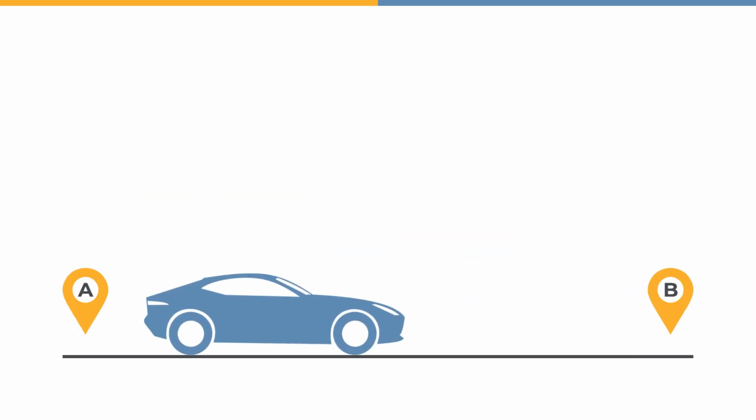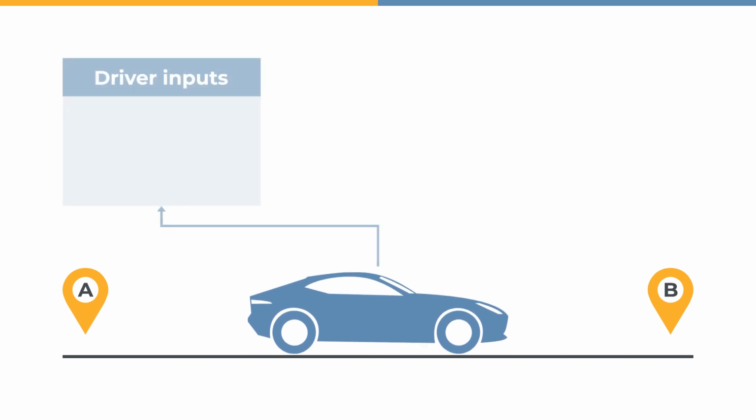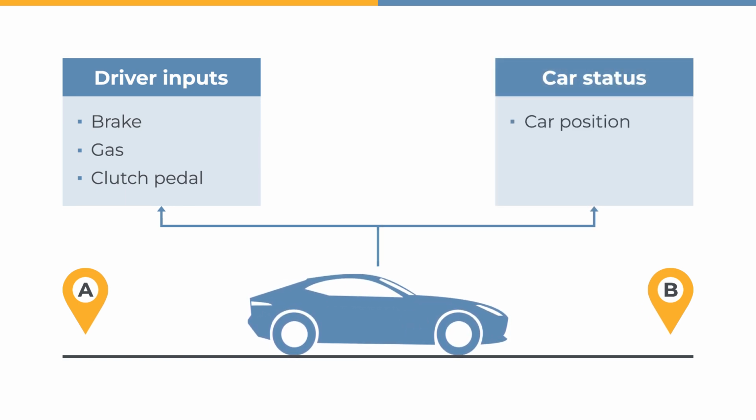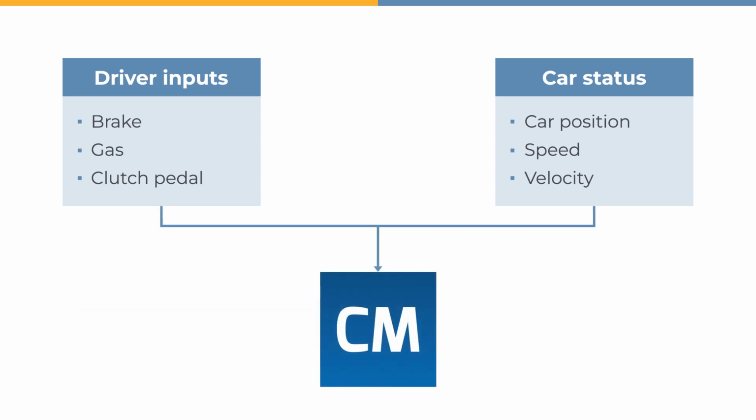The input from file allows the user to bring real-world measurement data into CarMaker for manual control. Let's say I start driving my real car from location A to location B. During my travel, I'm going to measure driver inputs such as brake, gas, clutch pedal inputs, and I could also record the car's position and the speed or velocity of my car. I can bring this measured information into CarMaker through the option Input from File.